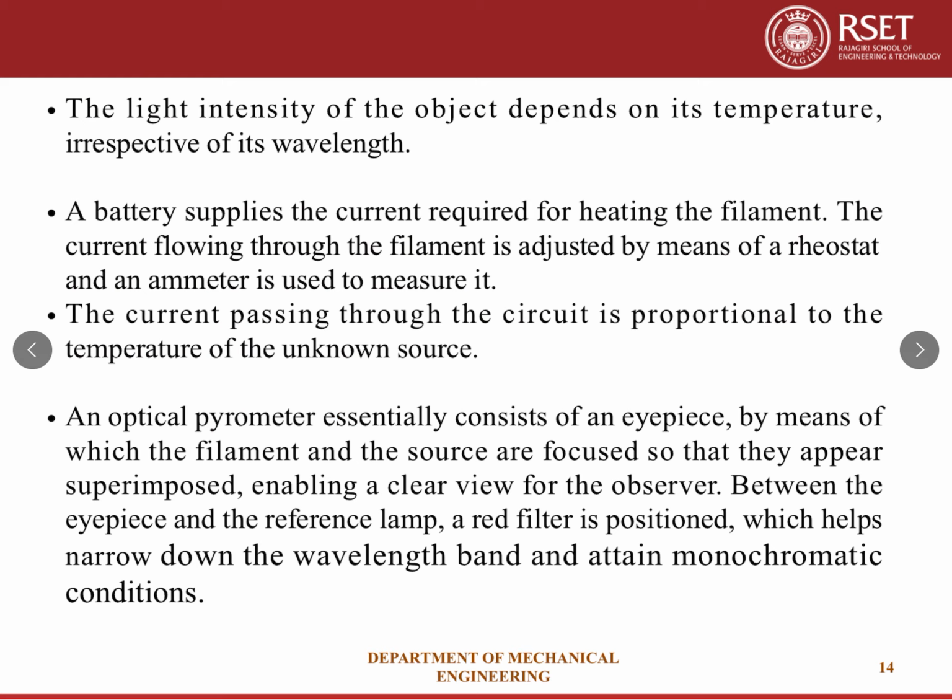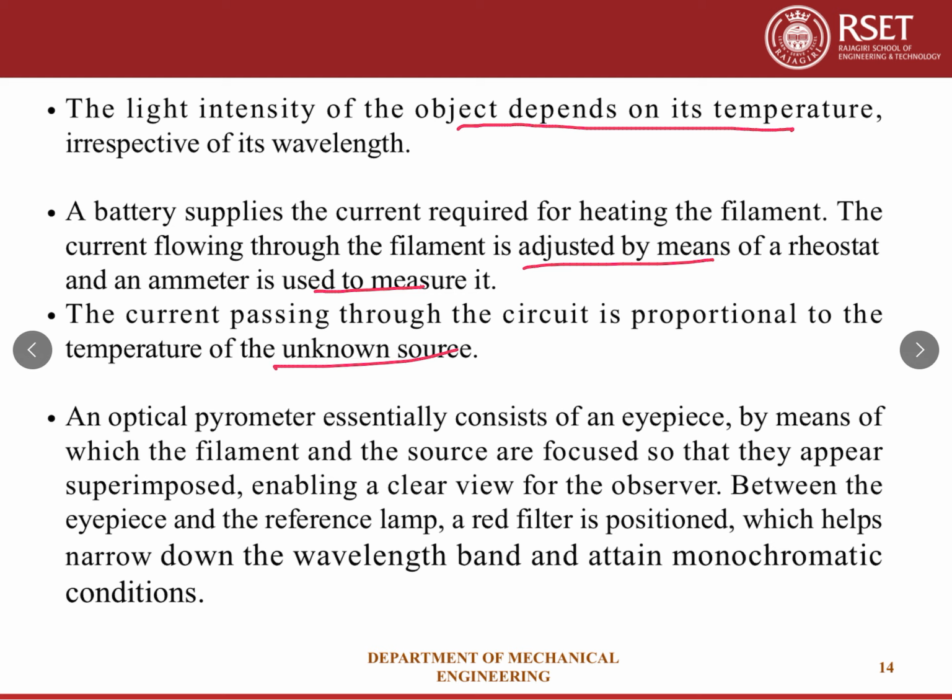The light intensity of the object depends upon its temperature irrespective of its wavelength. A battery supplies the current required for heating the filament. The current flowing through the filament is adjusted by means of a rheostat, and an ammeter is used to measure it. The current passing through the circuit is proportional to the temperature of the unknown source.